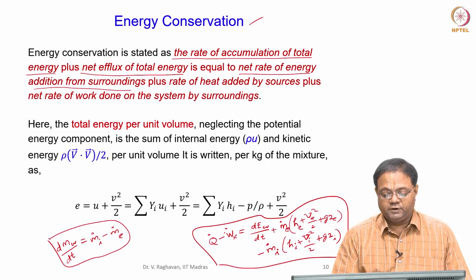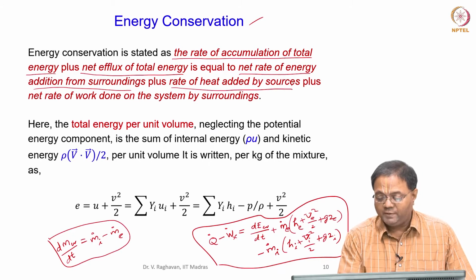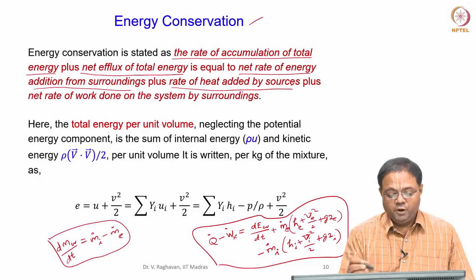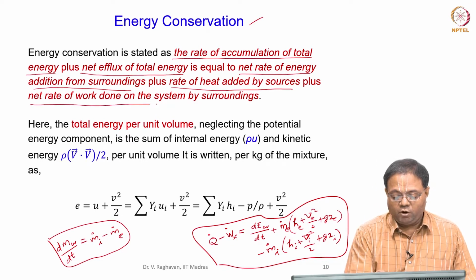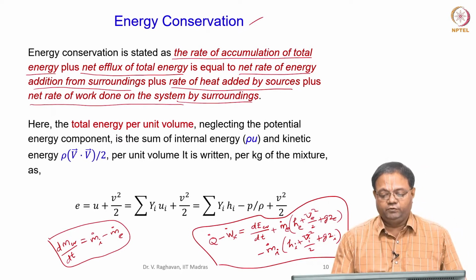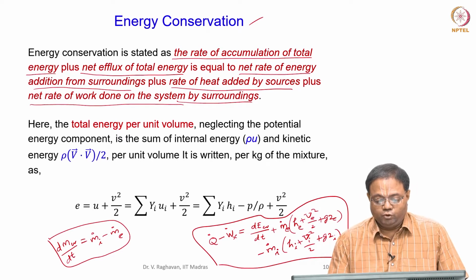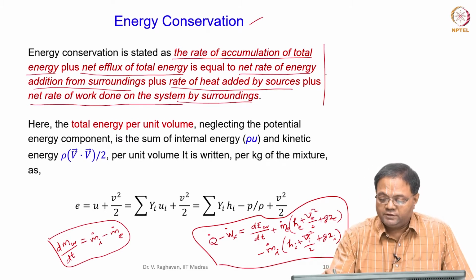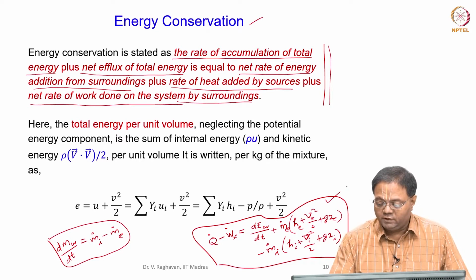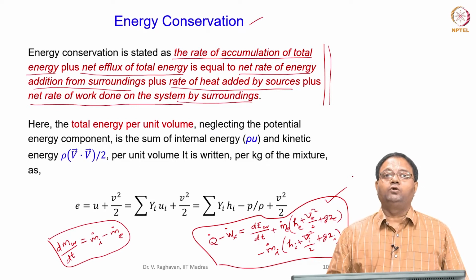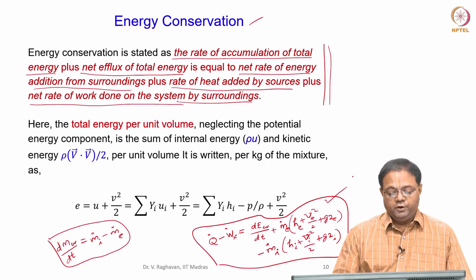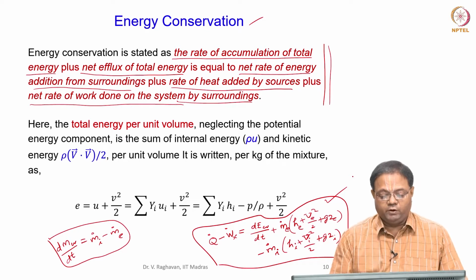It may be heat, etc., plus the rate of heat added by sources, that is, within the control volume there may be some sources which can generate heat, plus the net rate of work done on the control volume by the surroundings. These are the things you can add to this. So, this is the statement of energy conservation. Now, from the thermodynamics point of view, it is written in a simple manner like this, but when you want to write it as a governing equation, we should involve the partial derivatives and so on. So, now let us go through the terms one by one.